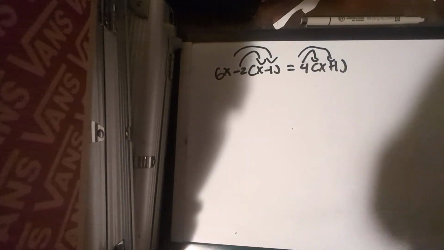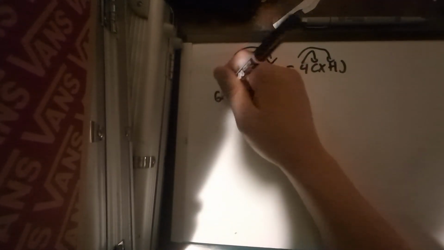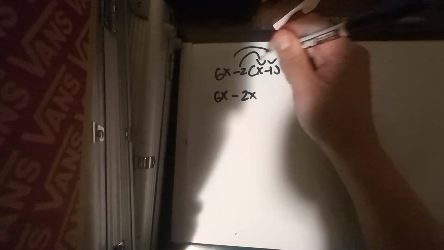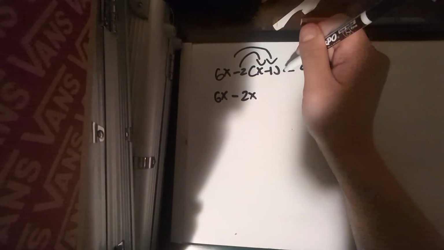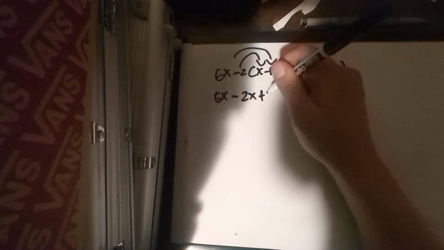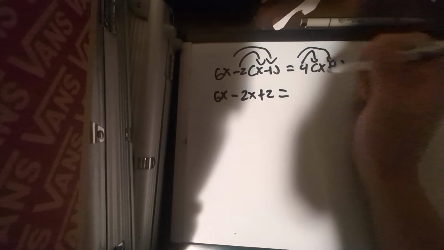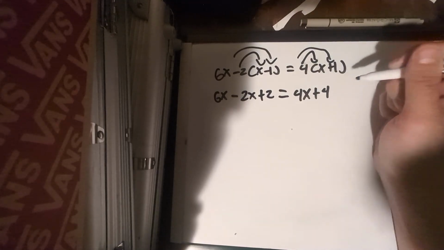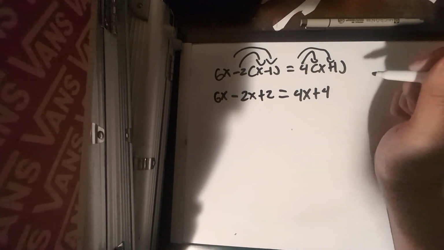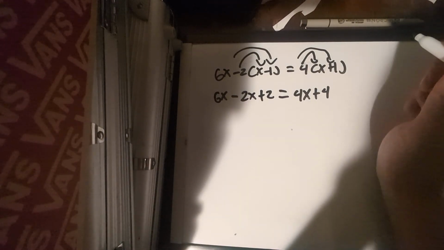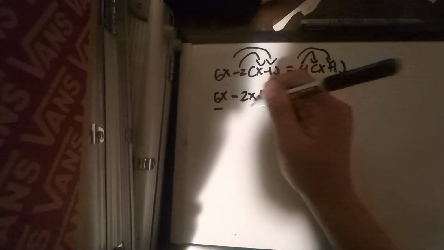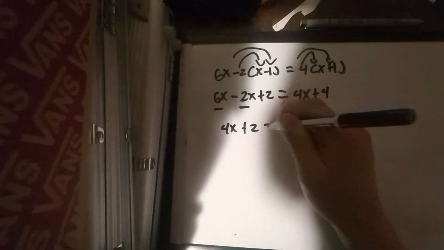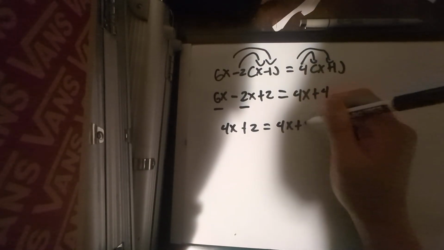We're going to start with the left side first. Going left to right, it's 6x minus 2x. Since it's a double negative here, negative times a negative, this becomes a positive 2, so plus 2. Make sure you bring that equal sign over here, 4x plus 4. A couple important things we'd always like to note: combine like terms first. It's going to be 4x plus 2 equals 4x plus 4.